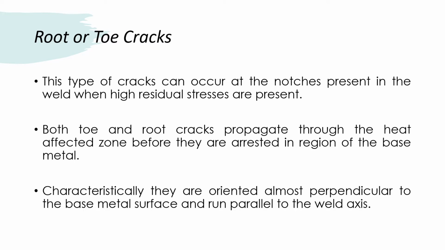Next is root or toe cracks. This type of crack can occur at the notches present in the weld when high residual stresses are present. Both toe and root cracks propagate through the heat affected zone before they are arrested in a region of the base metal. Characteristically, they are oriented almost perpendicular to the base metal surface and run parallel to the weld axis.